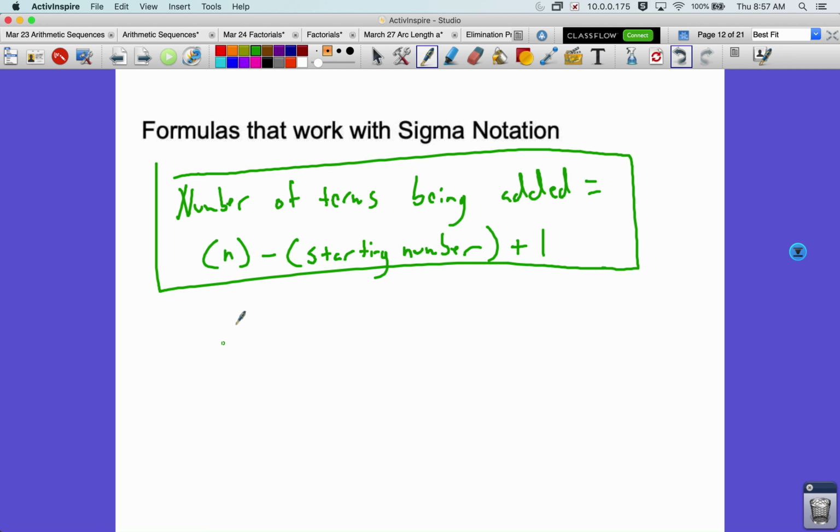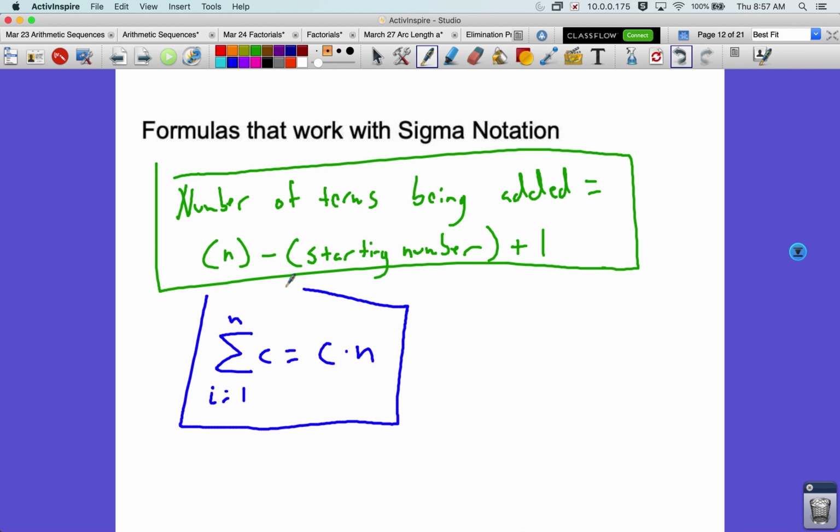Another good one is if I am summing a constant from i equals 1 to n, so c is just a constant here, we don't see an i anywhere in the expression, then my final answer will just be c times n. All right, but most of the time we do put a variable in there.